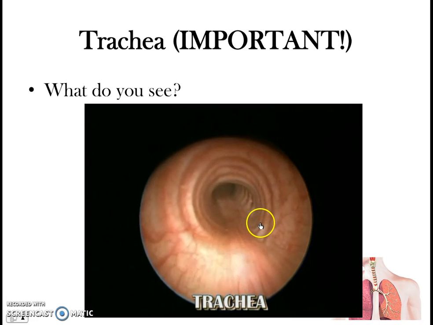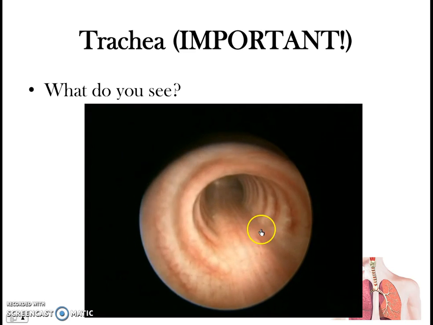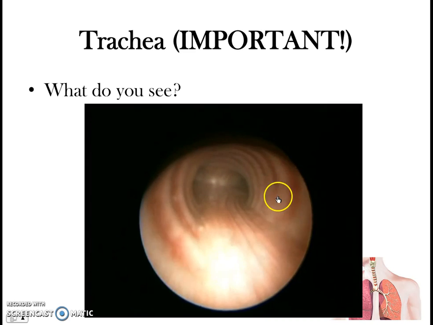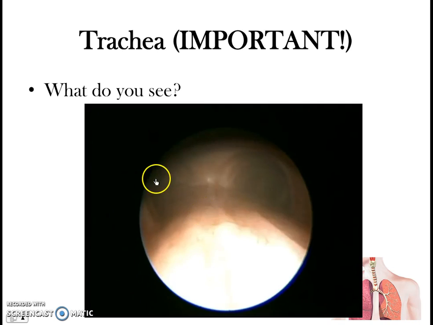Okay, now we're in the trachea. Now I want you to observe, what do you notice about the trachea? In particular, what do you observe about the walls of the trachea? Okay, so I'll pause it there. Here's where the trachea splits to go to both lungs. So what do you notice about the walls of the trachea? Did you notice that there were C-shaped rings in the wall of the trachea? Well, if you did, then good, you're being observant. If you didn't, then you can go back and watch the video again and see what I mean.